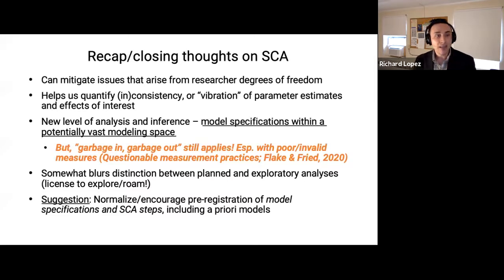And I'll end with this. I would make this suggestion to your field as well as mine, that we should perhaps normalize or encourage not pre-registration of discrete analyses and models, but pre-register model specifications and specification curve analyses and all the steps, including a priori models that we perhaps think are most important. And that can save us, again, from issues with regards to researcher degrees of freedom. But it's, again, a whole new level of thinking about how we pre-register, design, analyze, and infer results from our studies.